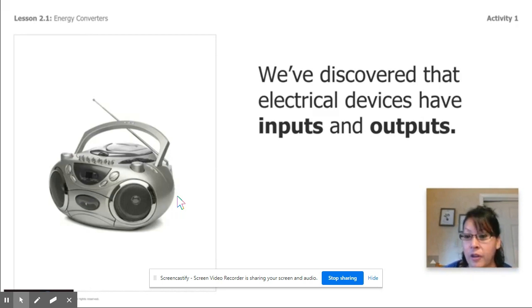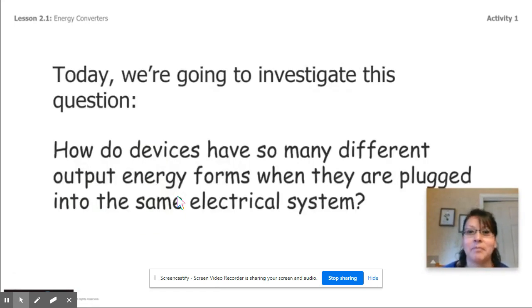We've discovered that electrical devices have inputs and outputs. They have electrical energy as an input energy form, and they have other forms of energy as output energy forms. Output energy forms, we said, include light, thermal, motion, and sound energy. But I wonder why that is. Why do electrical devices have different output energy forms, even though they all use electrical energy from the electrical system?